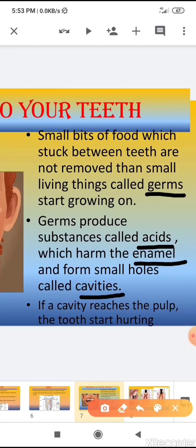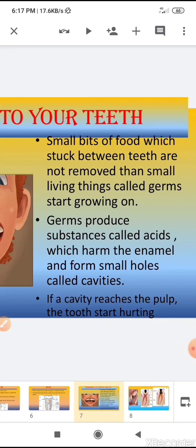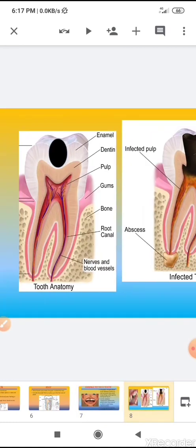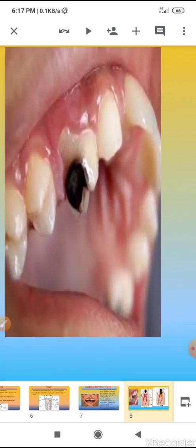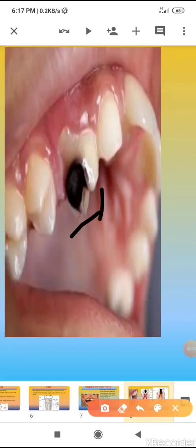When these cavities reach the pulp, now you know what a pulp is. A pulp is the area where nerves and blood circulation are found. Then the tooth starts hurting. Children, many of you are suffering from cavities. Yes, when you look at your teeth in a mirror, you will find some portion of your teeth is black. Yes, like this, a black portion between the teeth. So it shows that your teeth are getting damaged or getting bad.